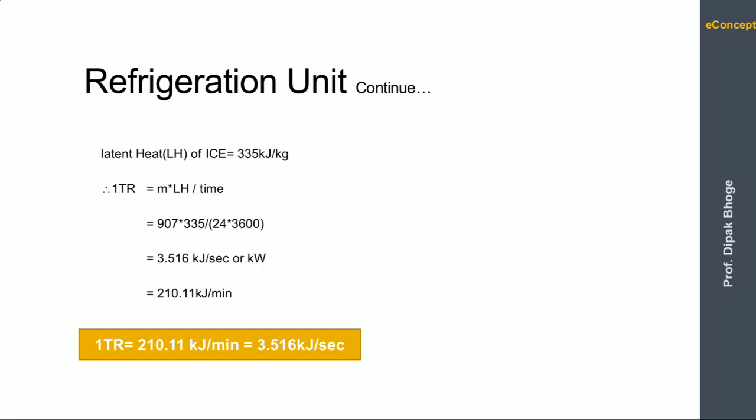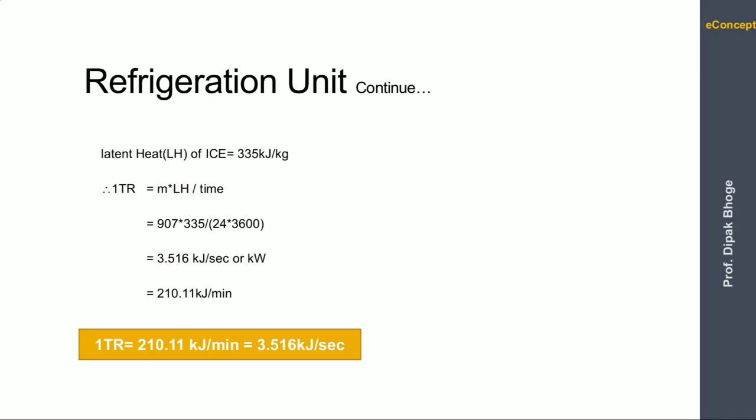Now here, if you calculate the latent heat absorbed by the ice, we know that latent heat absorbed by the ice is 335 kilojoule per kg. Now when this ice gets converted from 0 degree Celsius ice to 0 degree Celsius water, there is some transfer of heat that is calculated with the help of this formula, mass into latent heat divided by time. Now mass of ice is 907 kg and the latent heat is around 335, divided by time. We have taken 24 hours, and that is converted into seconds, so it is multiplied by 3600. And after calculating this, we are getting 1 ton of refrigeration is equal to 3.516 kilojoules per second or kilowatt.